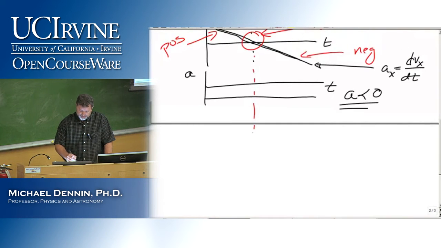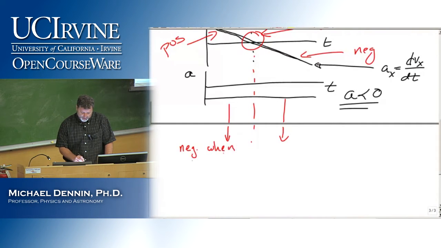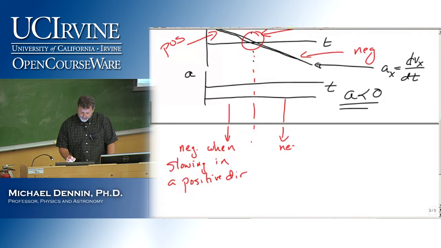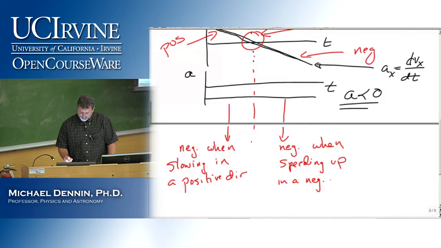So if I divide this into two regions, it's negative when I was slowing in a positive direction, and it was also negative when I was speeding up in a negative direction.